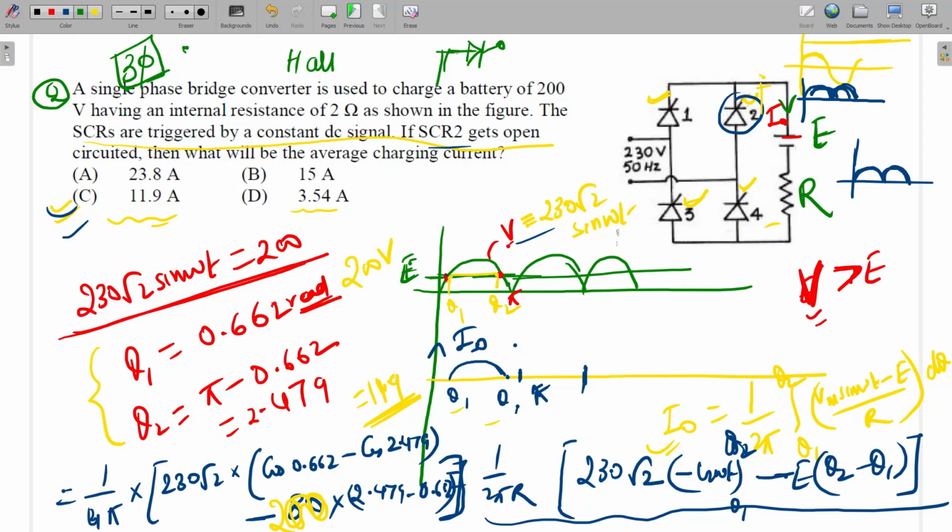Otherwise, should I cover this first? This one I have left. These single phase half bridge converters are there, no? This is easy only. Should I cover this first? Then I will start the three phase. Is it okay? Yes, sir. First I will cover this remaining part.